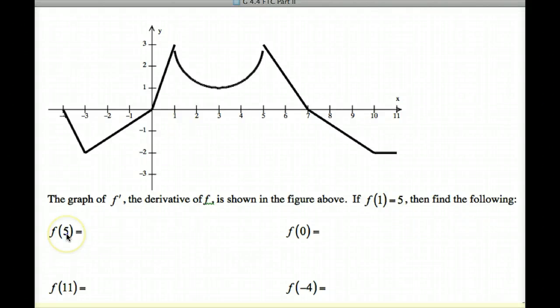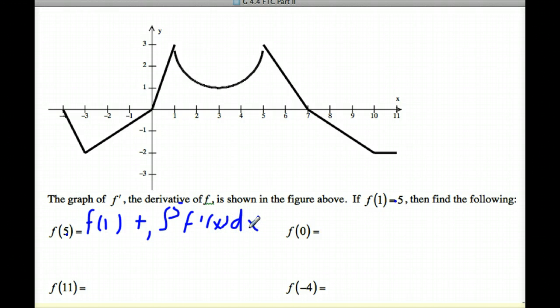So if I'm looking for f of 5, and I'm given an initial condition of f of 1, that means this has to be f of 1 plus the integral from 1 to 5 of f prime of x dx. So I know I can plug in f of 1. f of 1 is equal to 5, plus I need to get the area between 1 and 5.